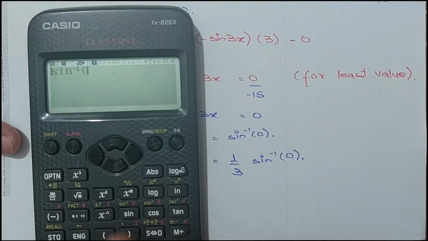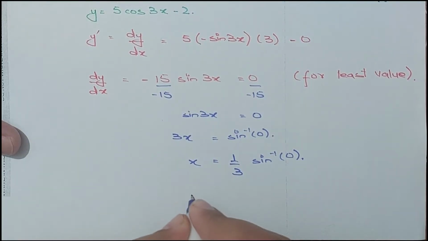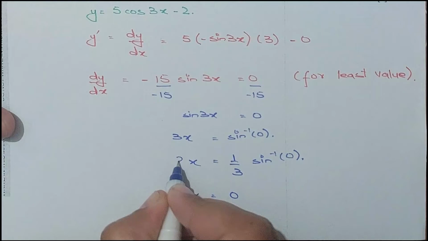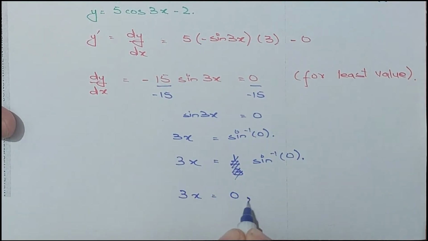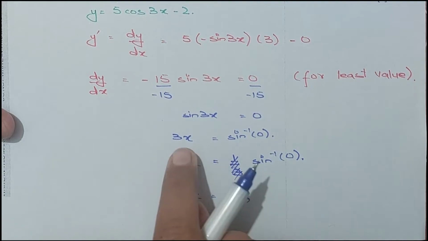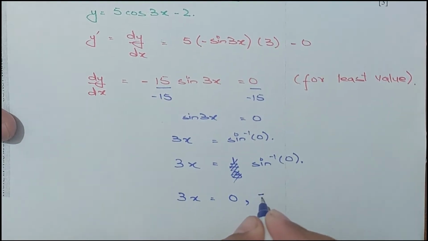What is sine inverse of 0? Sine inverse of 0 is just 0. Sorry, here we are just working with 3x. The 3x solution is 0, and there is another solution because sine of something is equal positive. Sine is also positive in the first and the second quadrant. For the second quadrant, we use the operation pi minus that value. So pi minus 0 is just pi.